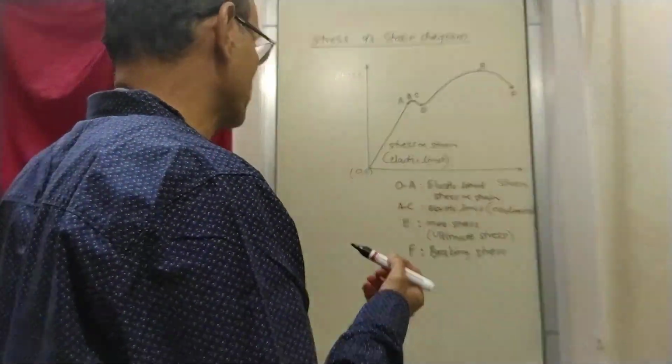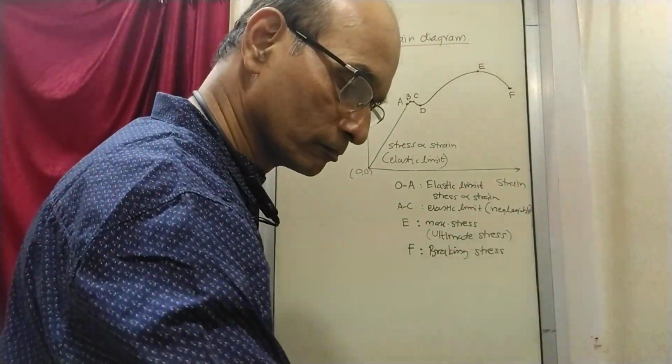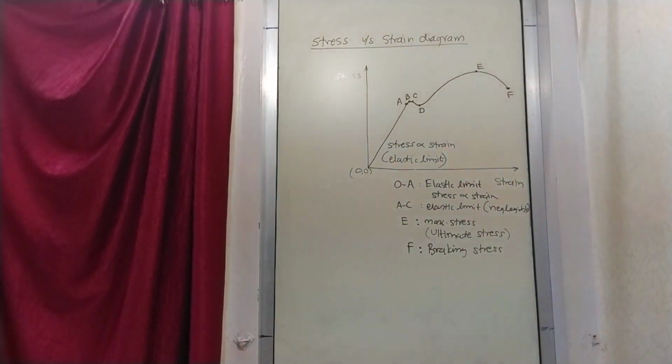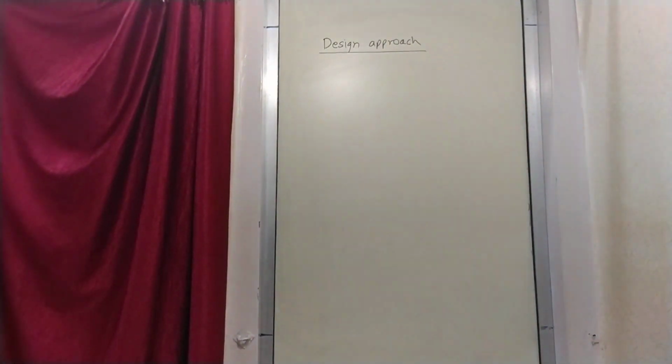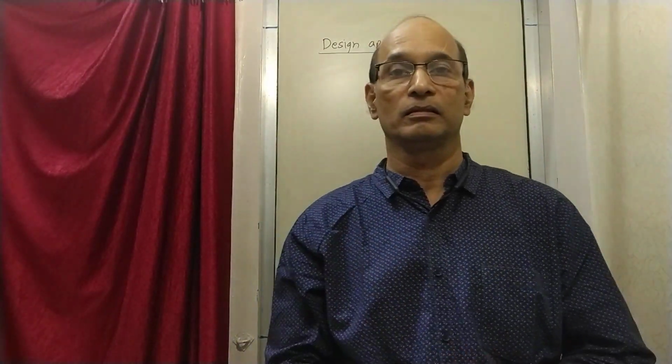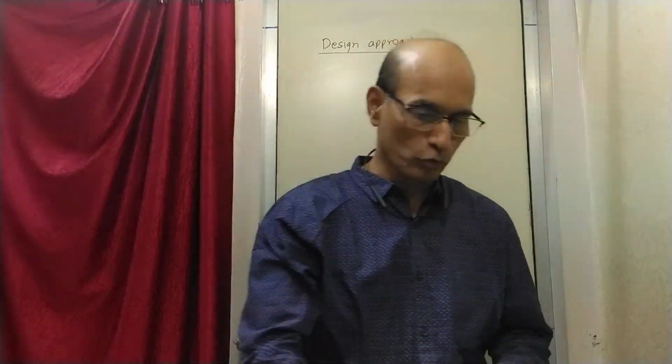Now having seen this, let's see the next thing. What are the different types of designs? Now let us see the approach of design. That means how do we design? When any part is designed or when the design process is applied, what are the ways in which you can apply the design process? So what is the approach that is to be applied? That is the next thing.